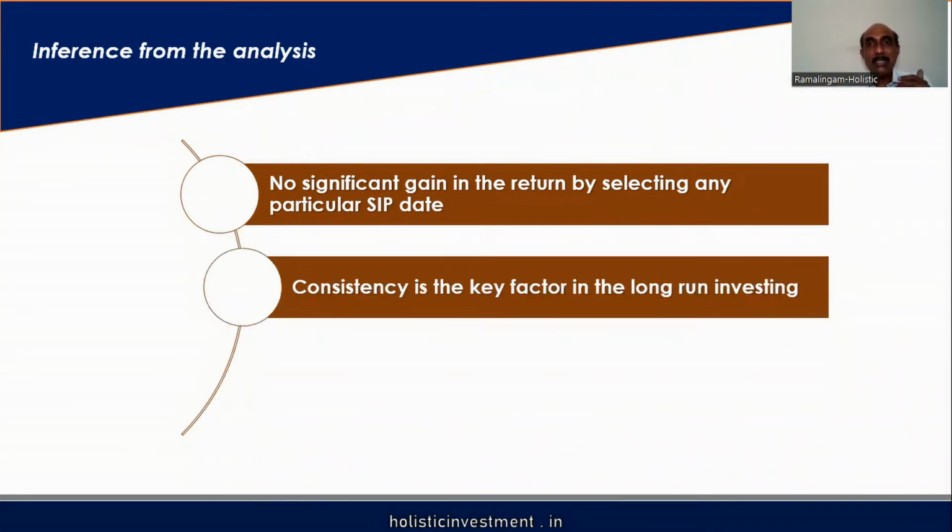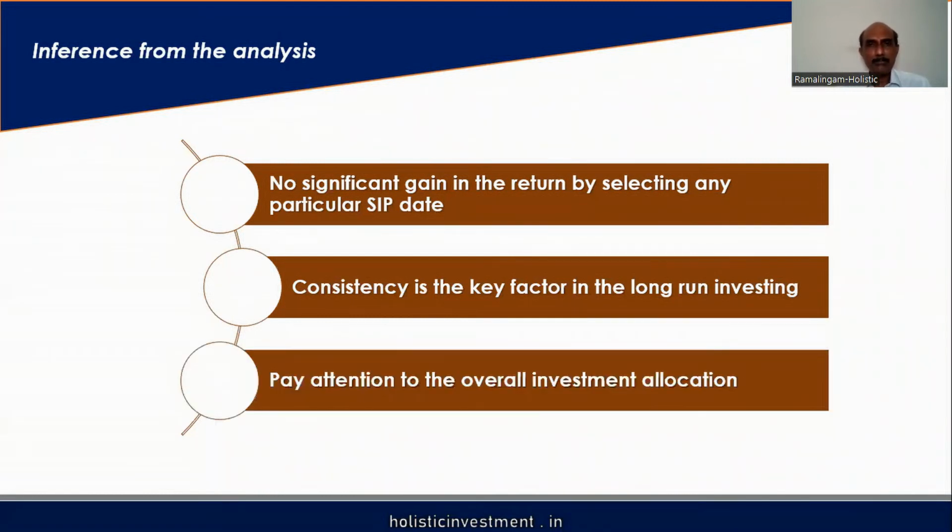So what are the significant factors then? Consistency is the key factor in the long run when you are investing. So continue your SIP throughout. If you are doing an SIP for long term, like 7 years plus, continue throughout the 7 years time frame. Don't stop in between. When the market is crashing, don't stop. When the market is correcting, don't stop. When there is a challenge, don't stop. Continue your SIP. That is the key here.